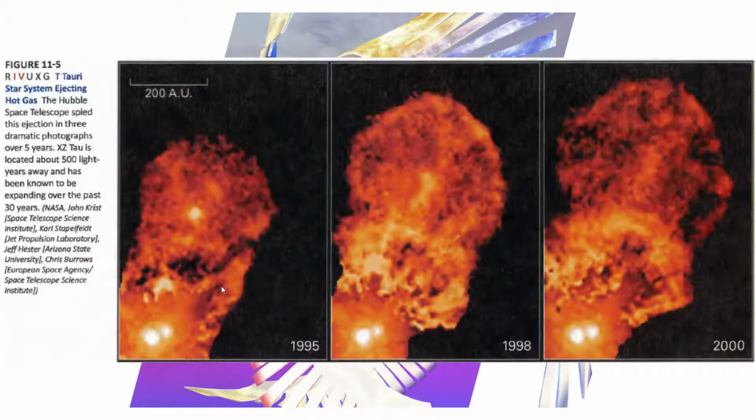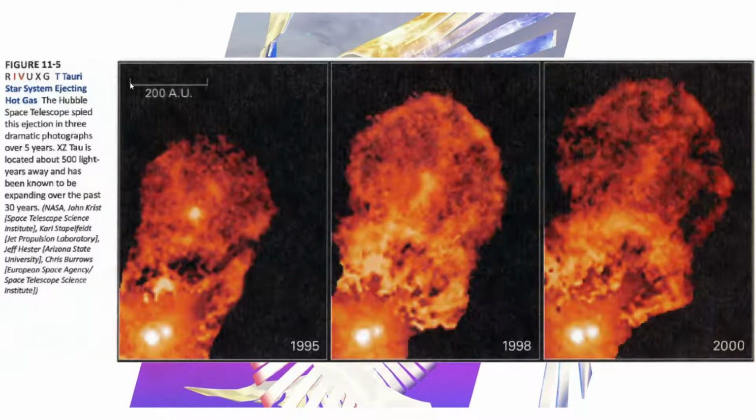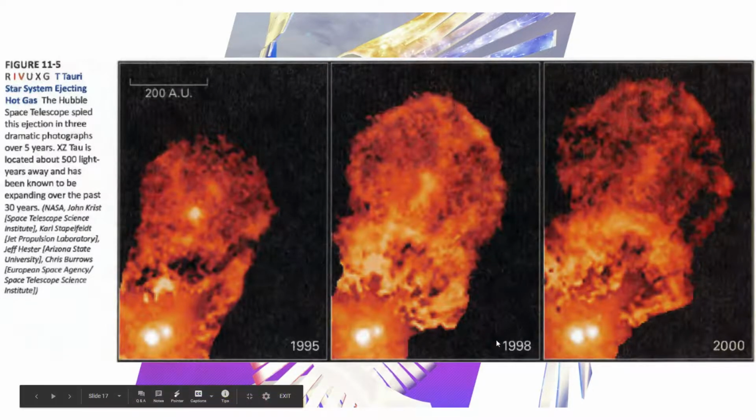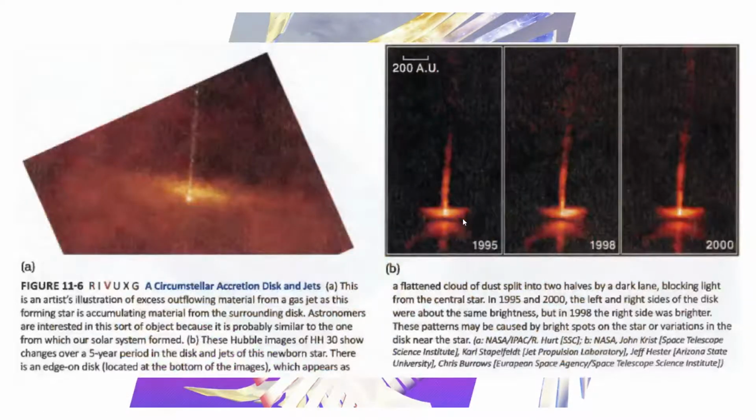Going back to here, we see a star over the course of a couple years ejecting a bunch of hot gas. So this is 500 light years away, and has been expanding over the past 30 years. This star is ejecting a bunch of stuff. This is 200 astronomical units, which means if we go from the Earth to the Sun and do that 200 times, that's how wide this is. So this is a very large area, and we can see over 5 years all this stuff expanding, and I'm sure if we took a picture now, it'd be even more spread out.